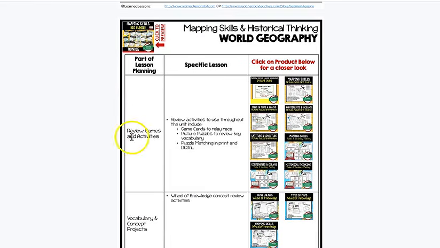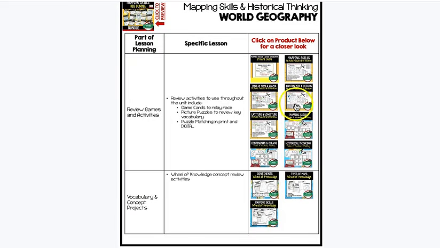So the next part of the lesson is review games and activities. There's an I Have Who Has card game. There are several picture puzzles, including mapping skills, types of maps, longitude and latitude, continents and oceans, and these are all paper-based. But there's also the map puzzles where you can either cut them out and have kids match the puzzle, or there's a digital link where students can just drag the pieces where they go to make the puzzle. Those are extremely popular and they're no prep.